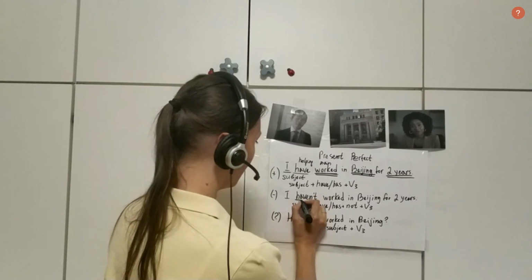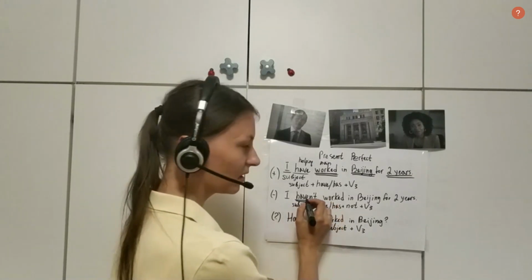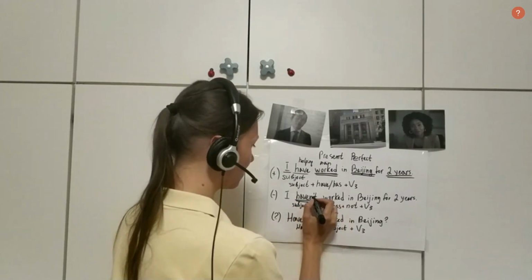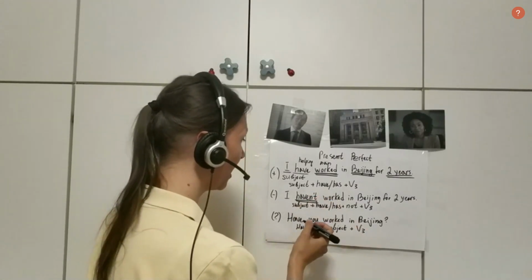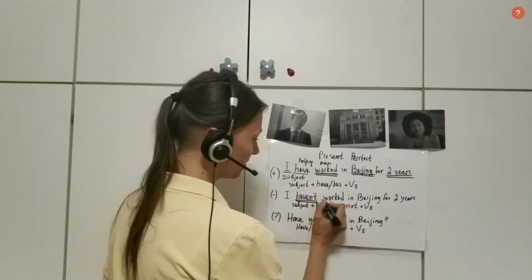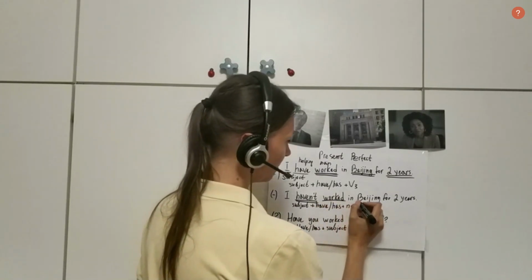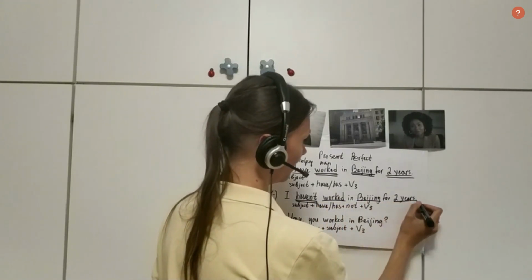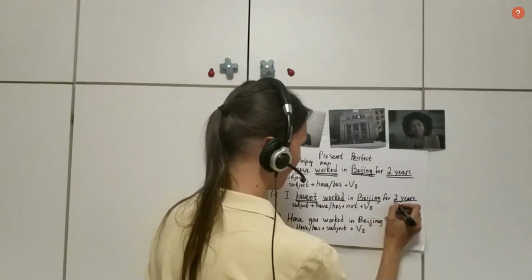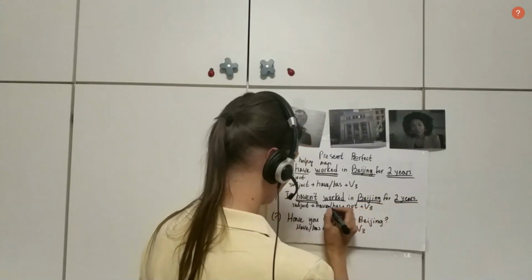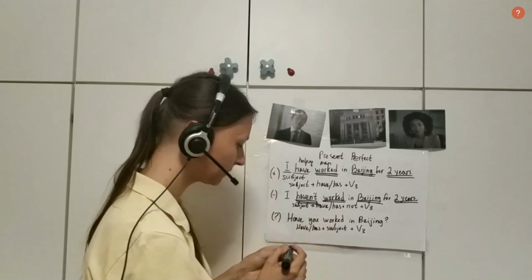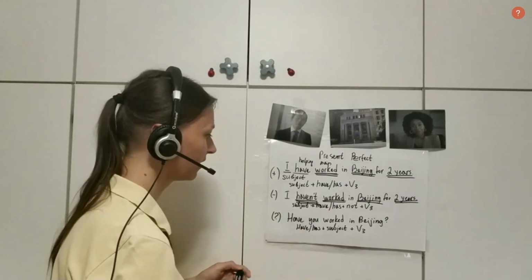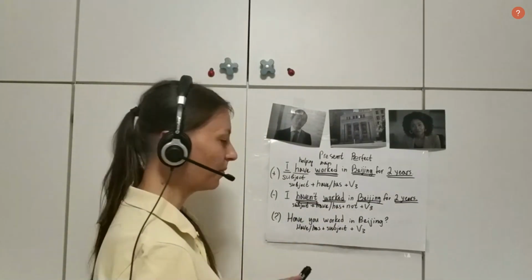So this is the main accent of this sentence. So this negative word. So I haven't, this word. So worked. So the rest is the same. So this is the main 3 lines. And the last one. Have you worked in Beijing?